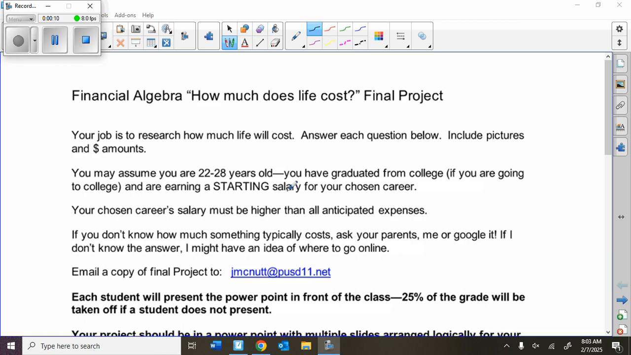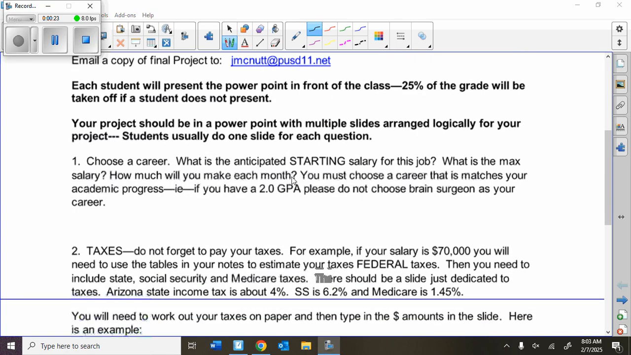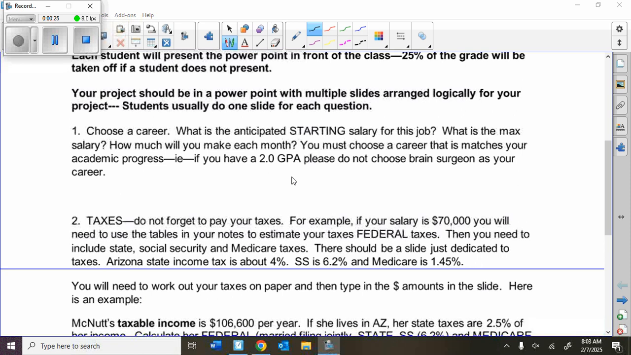The project I chose is the student's final project in which they need to simulate, or model, if you will, their future life. And so I'm just going to scroll real quick so you can see the different parts of the project. Students will need to choose a career. In this project, they're mid-20s, and so assuming that they went to college, not every student chooses to. We're doing kind of a starting salary, the beginning of their career.